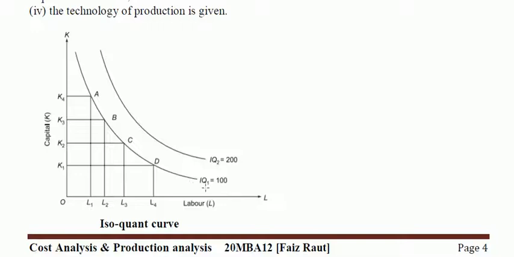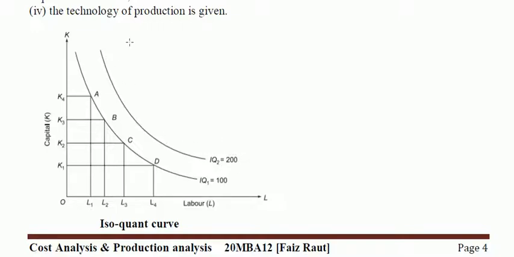Now if I want to increase my production from 100 to 200, then I need to make another isoquant curve. That means at 4 units of capital, I cannot employ 1 unit of labor. I need to increase the amount of labor and come here, maybe somewhere around 3 units of labor, or maybe 2.5 or something like that. So at the same amount of capital, I need to employ more labor in order to get 200 as the quantity.